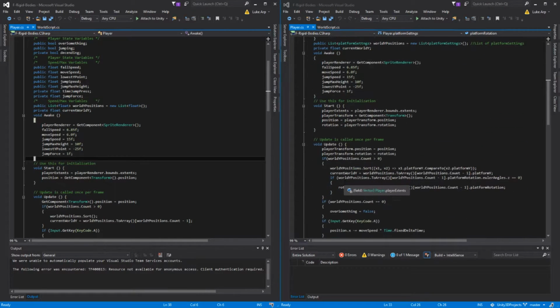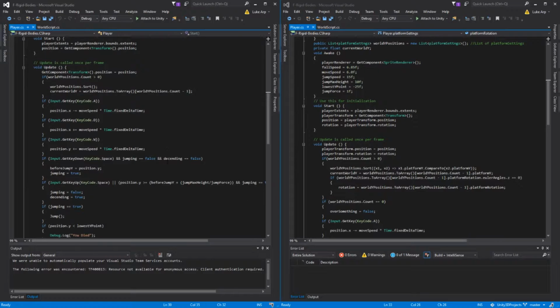So basically the logic is identical. It's just that now, instead of just picking the highest Y position and telling the player that that's as low as it can go, it's now getting the highest Y position, telling the player that's as low as it can go, and then also the rotation of that platform.